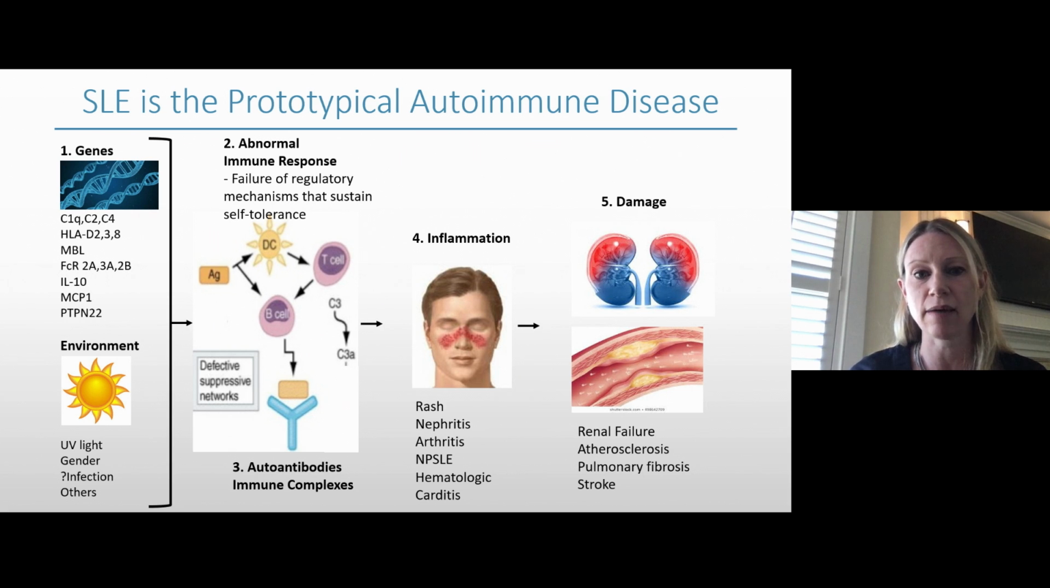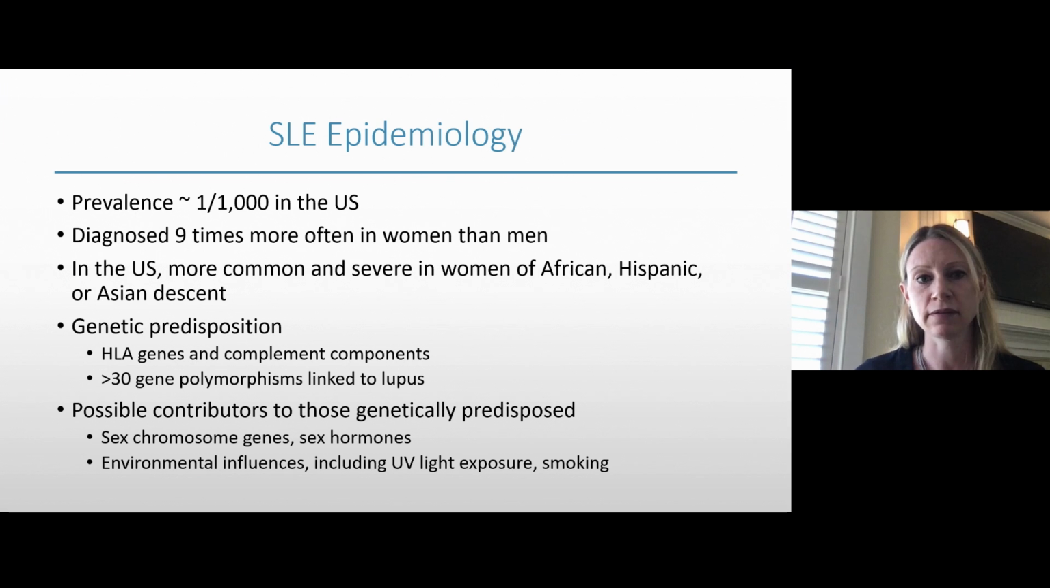And we know that this leads to an abnormal immune response, with particularly a failure of regulatory mechanisms that should sustain self-tolerance. This in turn causes autoantibody production and immune complex formation, which then can lead to inflammation, causing the classic signs of lupus, things like rash, nephritis, arthritis, and other manifestations. And then over time, this can lead to damage.